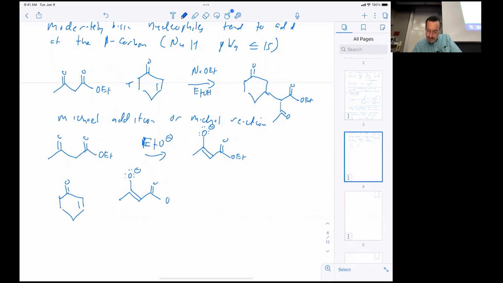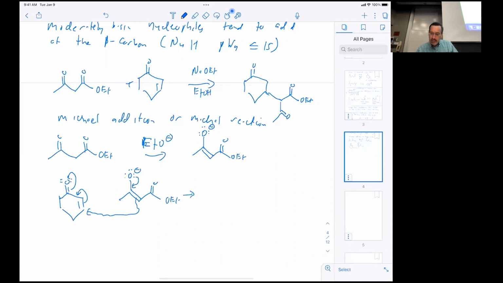Here's our enolate. We can push electrons down, push electrons off the beta carbon, or off the alpha carbon. We attack the beta carbon. That pushes electrons up. That pushes electrons onto the oxygen.